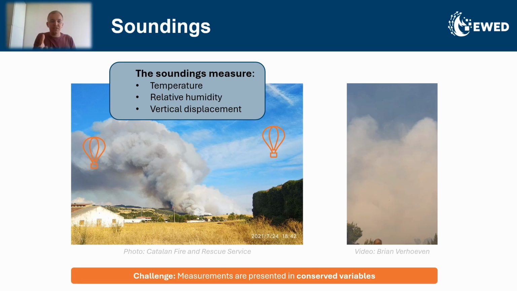However, a main challenge with these soundings is that their data is often represented in terms of conserved variables. And so in this video, I will take you along with what conserved variables are and why they're so easy to use, even though they sound a bit complex maybe. And then in the next video, the last video of this series, we'll have a look at how we can use the sounding measurements to determine how good our predictions are and whether we should adjust our predictions.